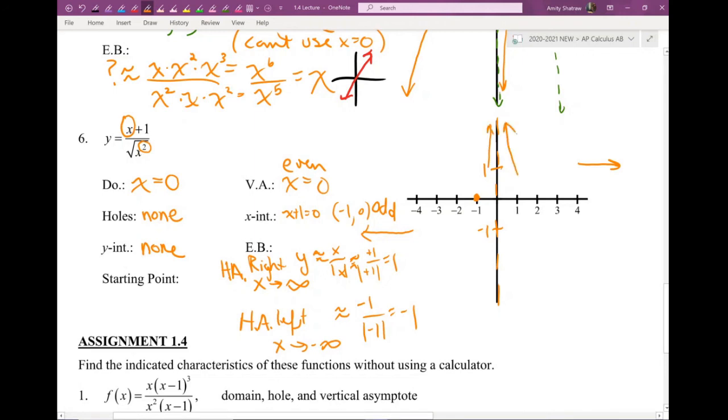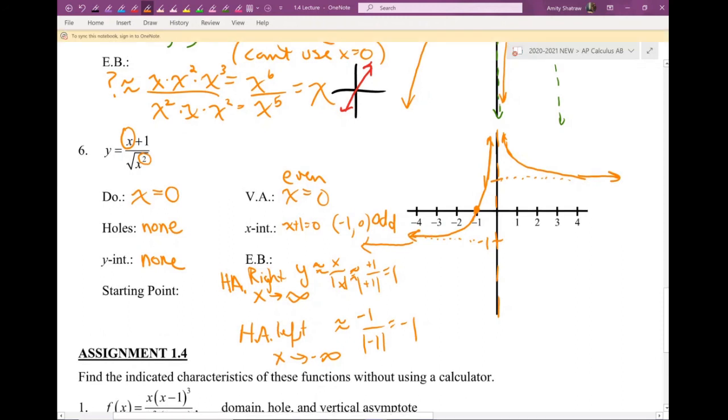Remember that I had that horizontal asymptote at 1, so I'm guessing this is what it looks like. And you're going to confirm on Desmos anyway. On the other side, I know for sure that it goes down, and I also know that it goes towards negative 1 as a horizontal asymptote, as my limit as we go to negative infinity. So there you go. There's your graph of that.